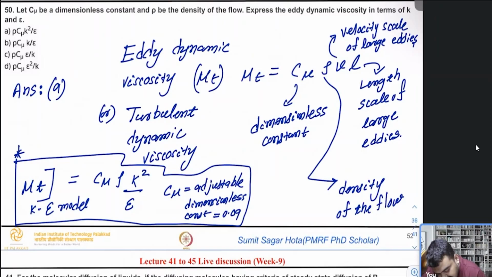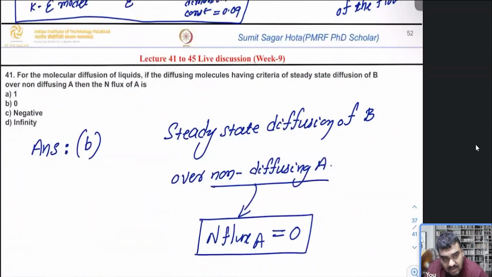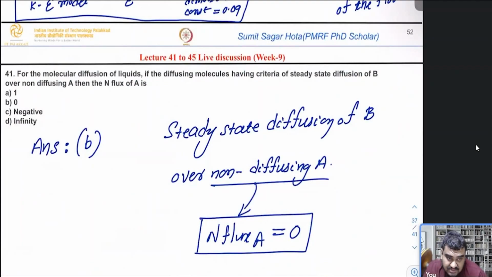Okay, eddy dynamic viscosity mu t is also called turbulent dynamic viscosity, and you know the value is just C mu into rho into k square by epsilon. Okay, and C mu is an adjustable dimensionless constant, and the value is usually 0.09. We mostly take this value, but it can be changed depending upon the situation and the conditions of the turbulent flow.